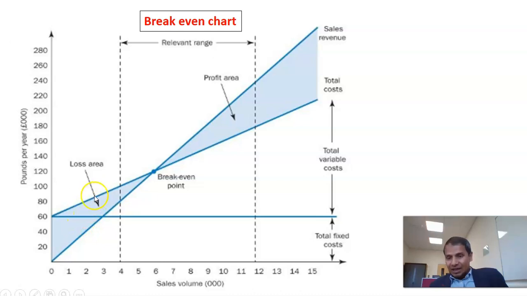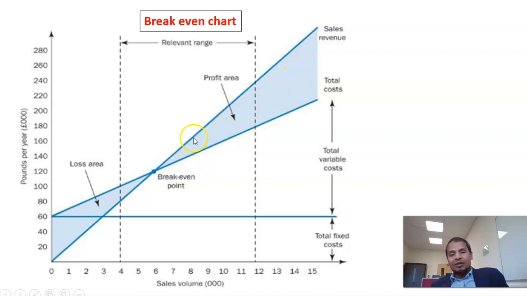So cost is higher and revenue is lower. That's why this is the area where the organization, up to this point, before the break-even point, is in a position of loss. And after the break-even point, where the revenue curve is at the upper level, that means revenue is higher than cost. So this is the area of profit.